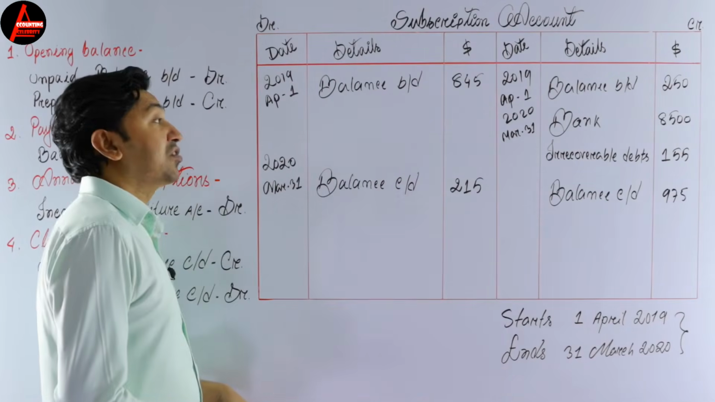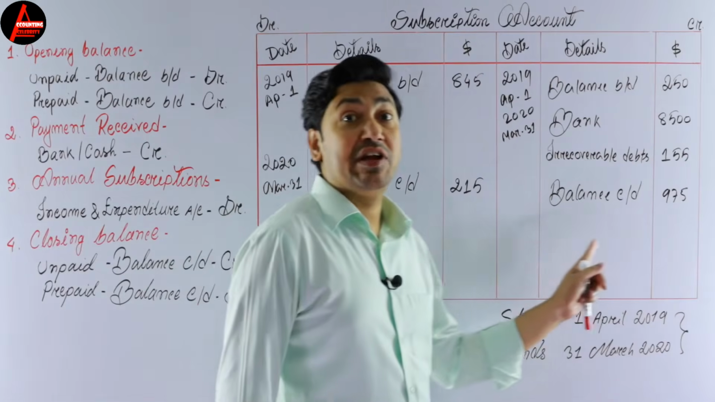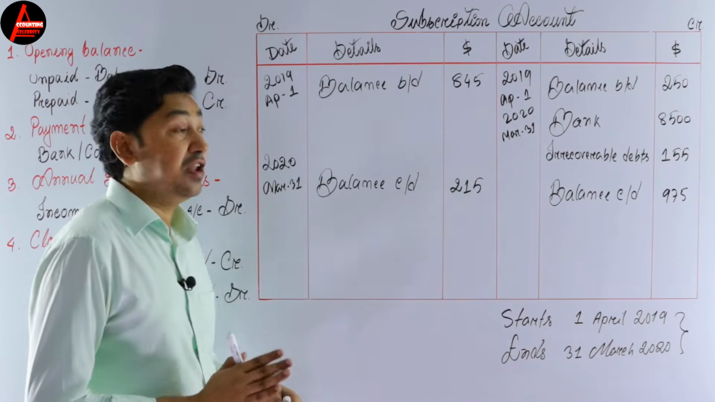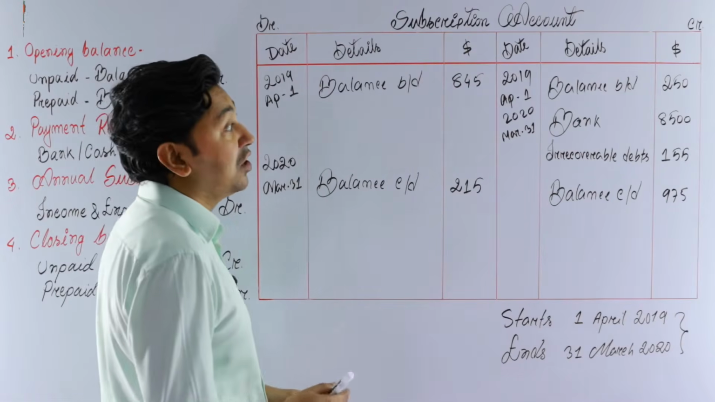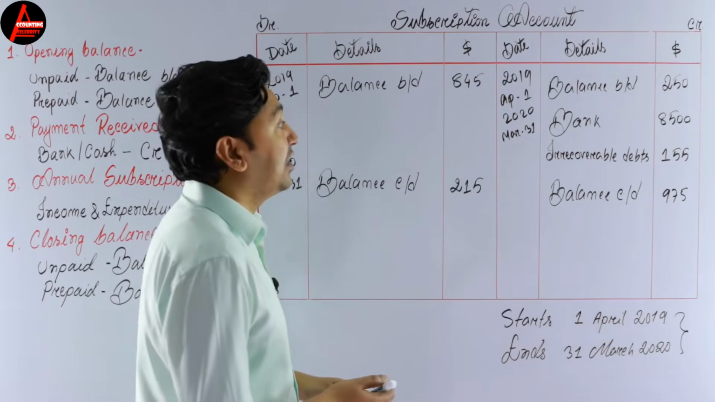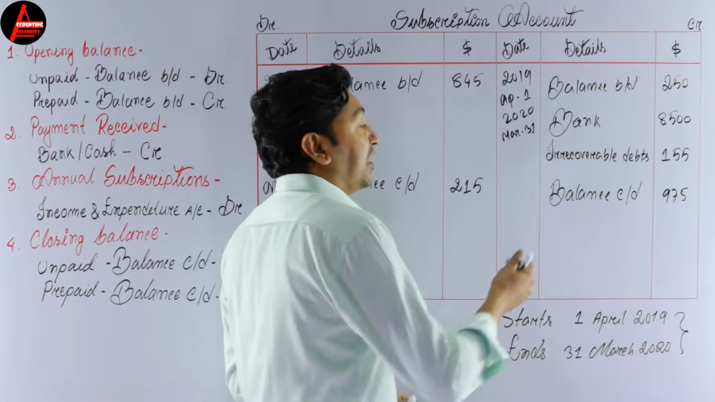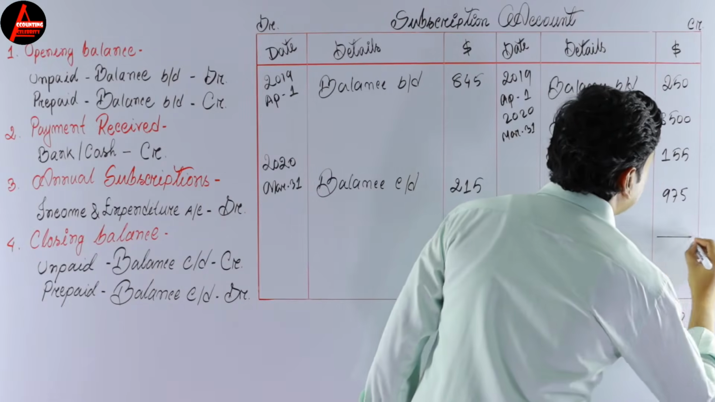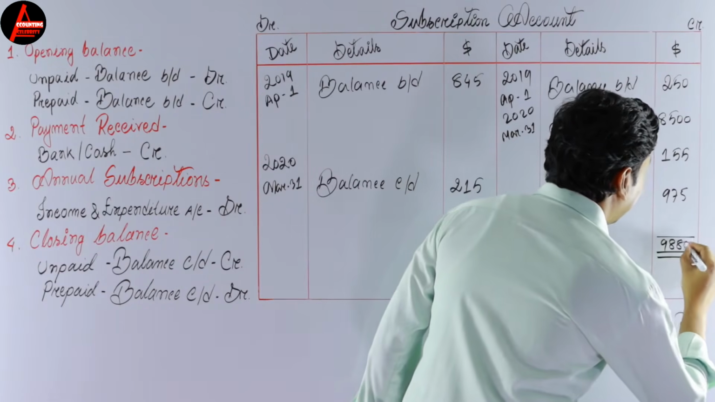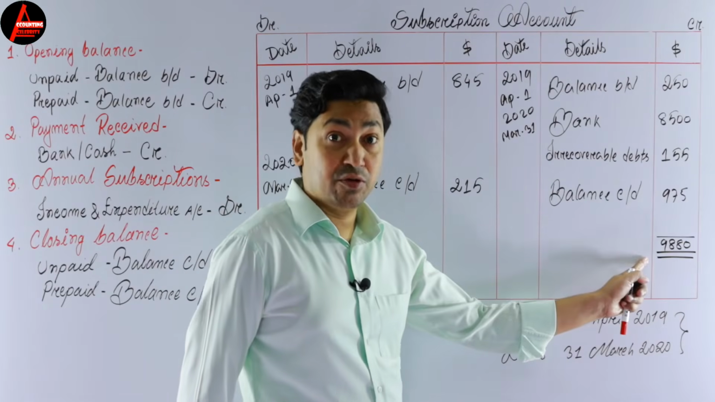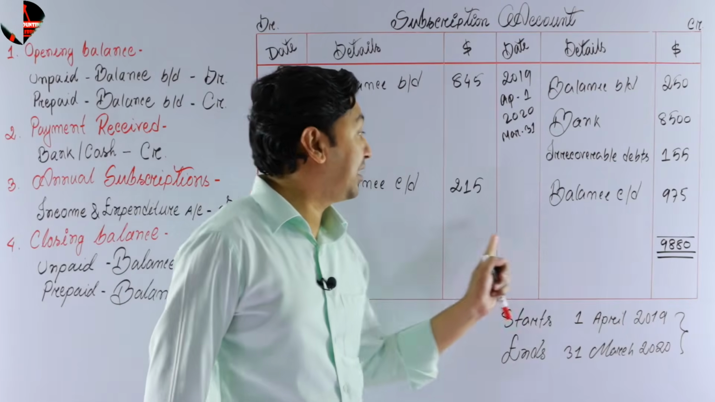To balance, we need to compare this debit dollar column to the credit dollar column. Why? We need to check which column is larger in value, in money. If we check, we get the credit column is bigger, the greater in money. So let us total the credit column first. If we total, what we get? $9,880. Now we will take this total to the opposite dollar column, that means the debit dollar column.